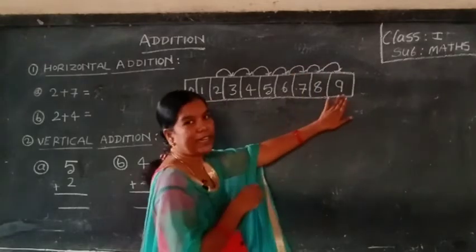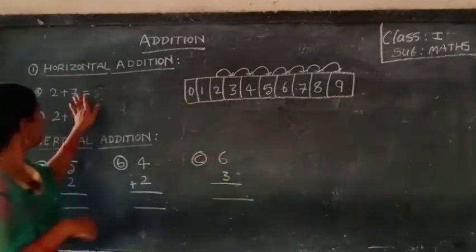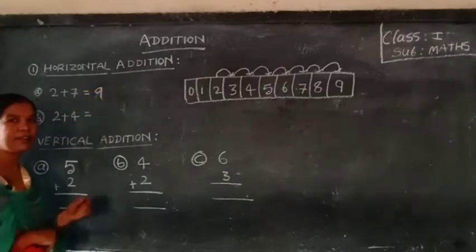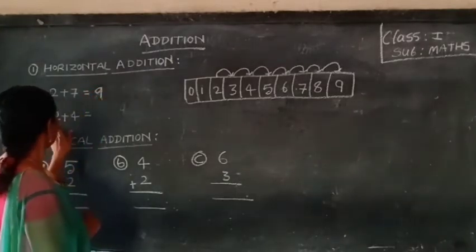Jump 7 numbers by using arrow. 1, 2, 3, 4, 5, 6, and 7. How much number do we get? 9. 2 plus 7 equals 9.